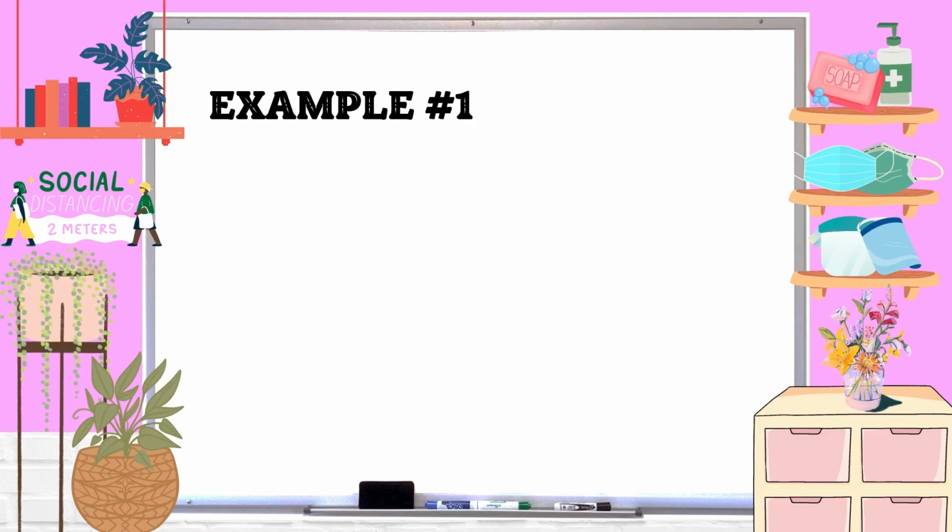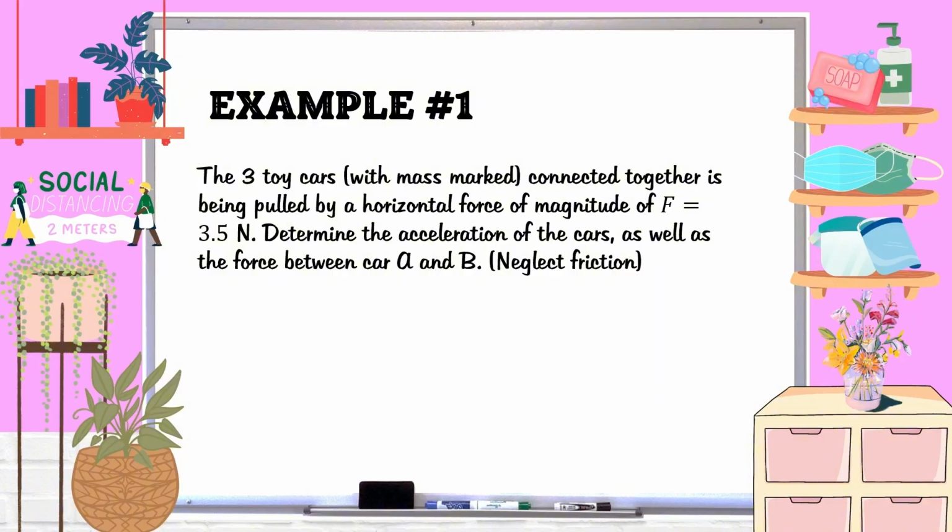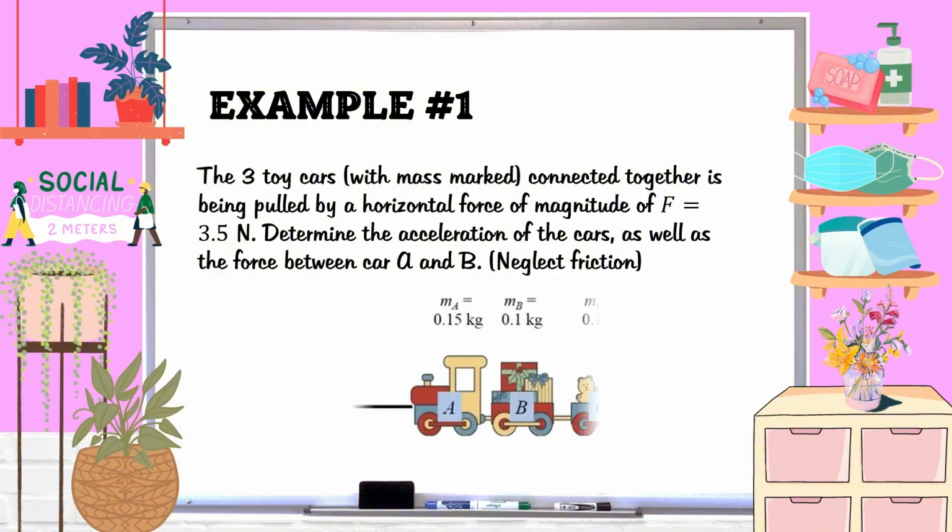So let's have an example. Example 1: the three toy cars with mass m connected together are being pulled by a horizontal force of magnitude F with a value of 3.5 Newton. We are asked to determine the acceleration of the cars as well as the force between A and B. We are also asked to neglect friction. Therefore, we will not calculate the frictional force.